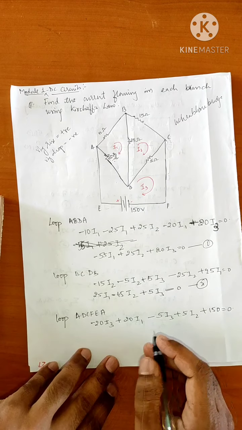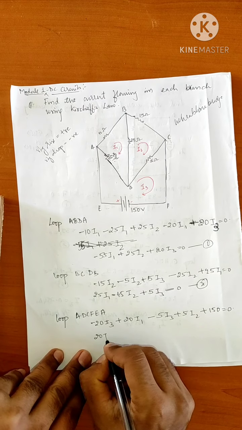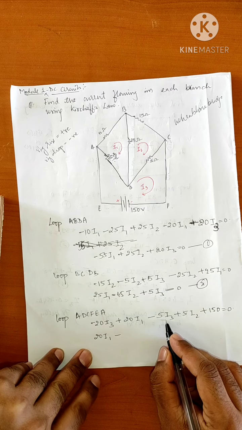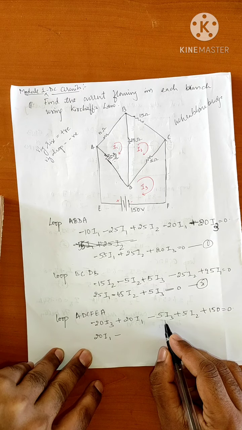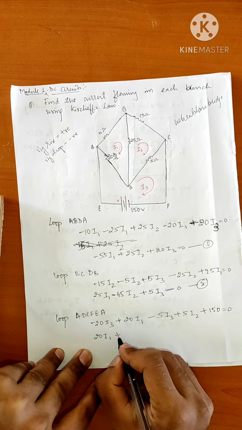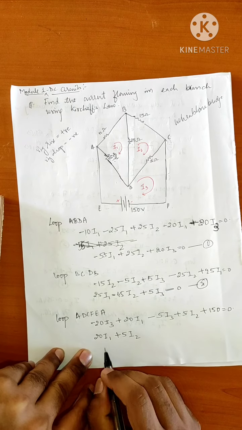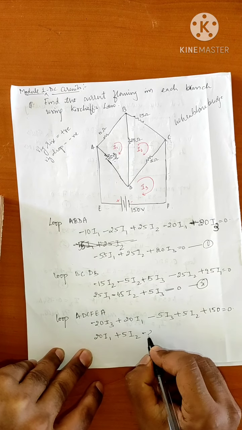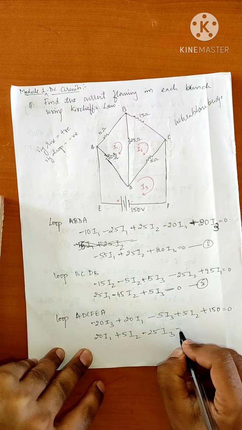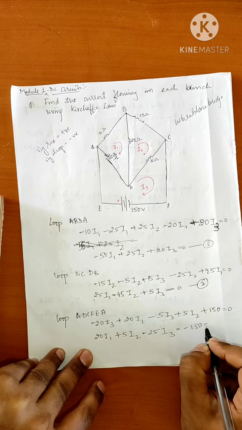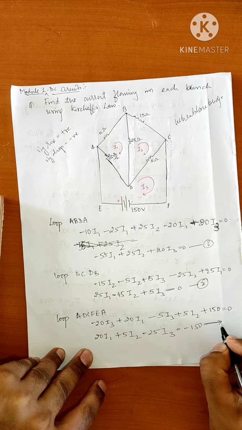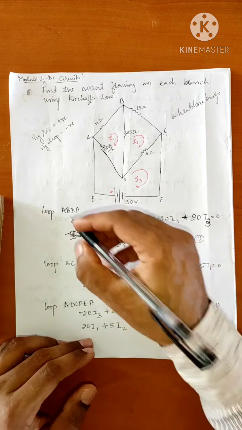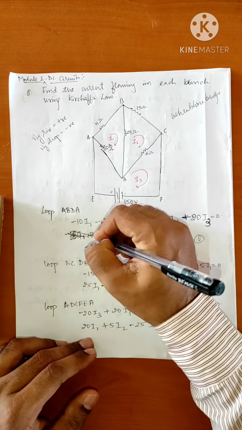First write the I1 term, 20 I1. Write the I2 terms, plus 5 I2. Now write the I3 terms. Minus 20, so minus 25 I3 equal to minus 150. This is my third equation. I hope you have understood. Just neglect this cancellation part.